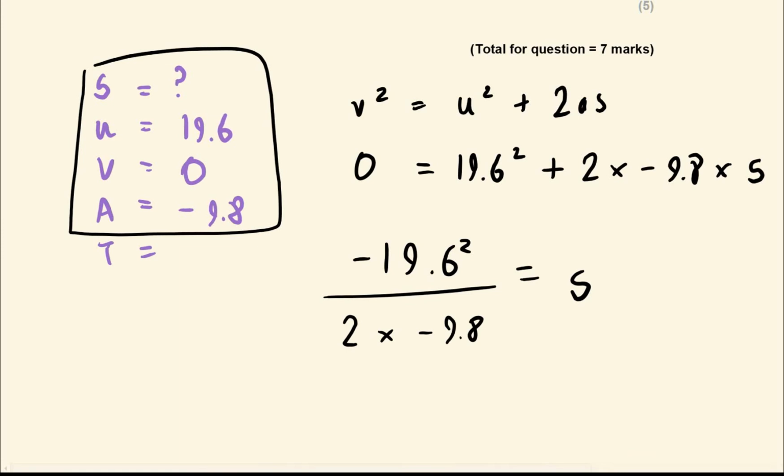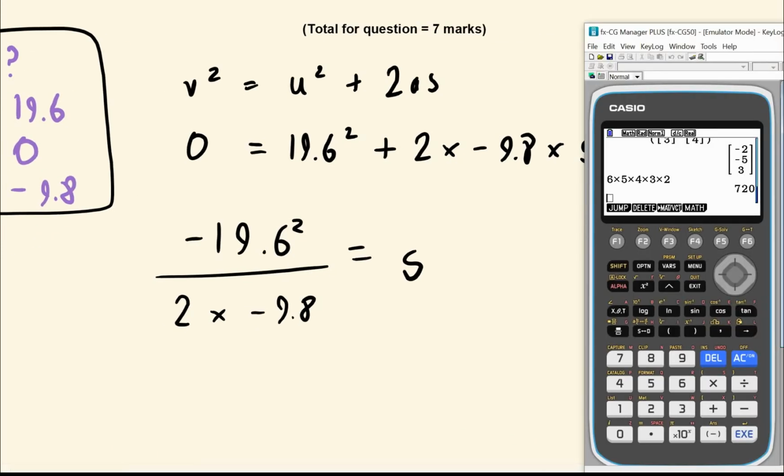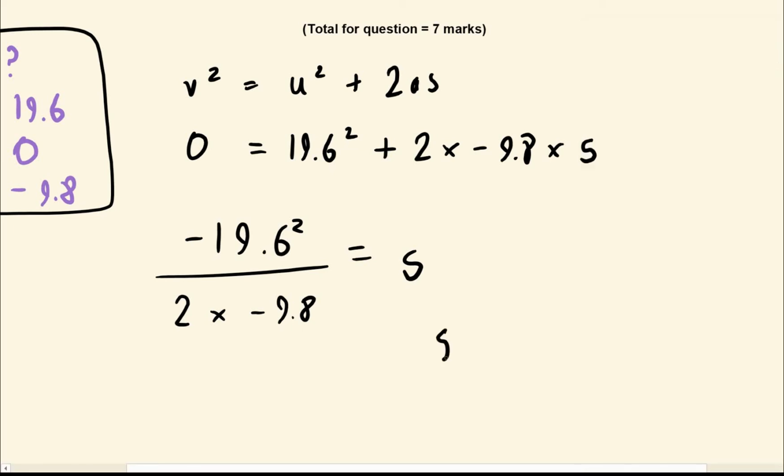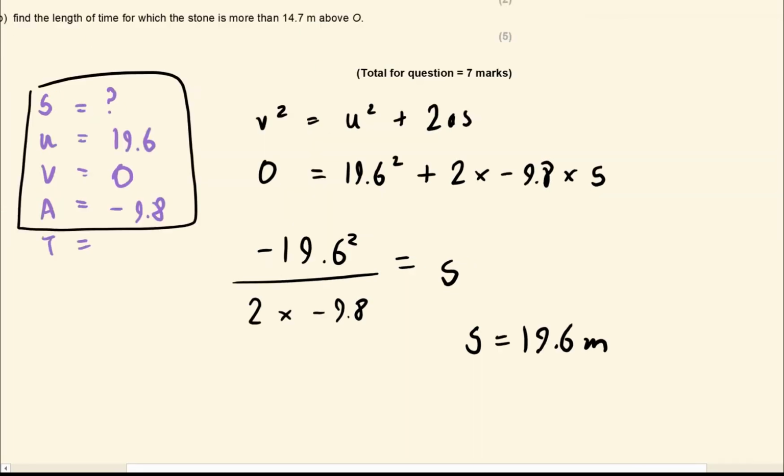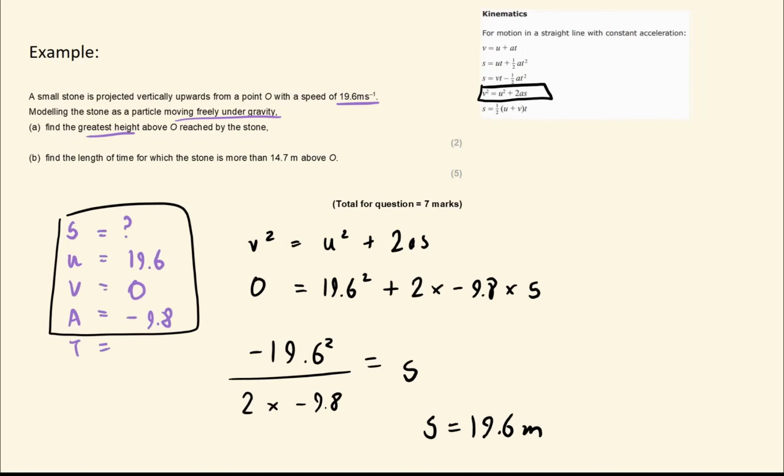To work this out, we can go straight to our calculator, and we can just type that in. So minus 19.6 squared divided by 2 times brackets minus 9.8, and that should work out what the greatest height is. In this case, it is 19.6. So S is 19.6 meters. So in the first part, we've worked out the greatest height.